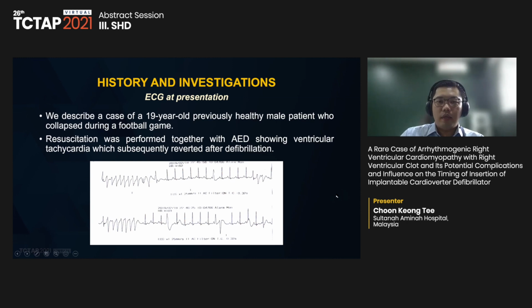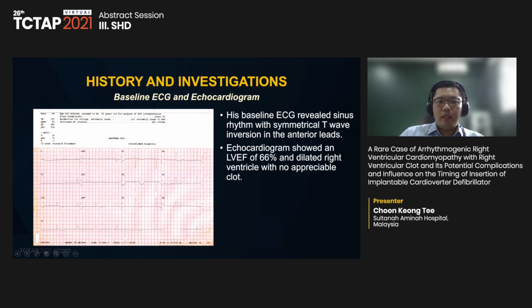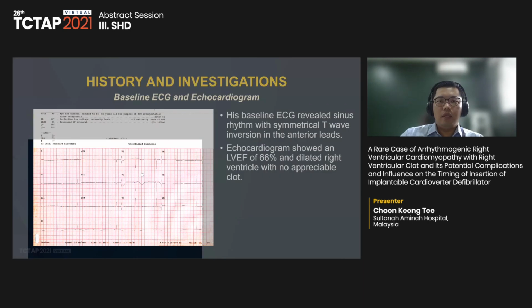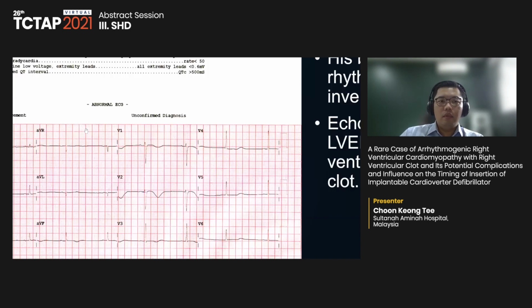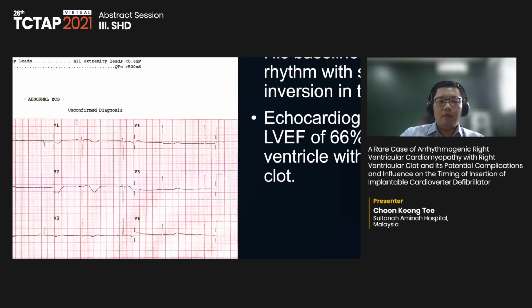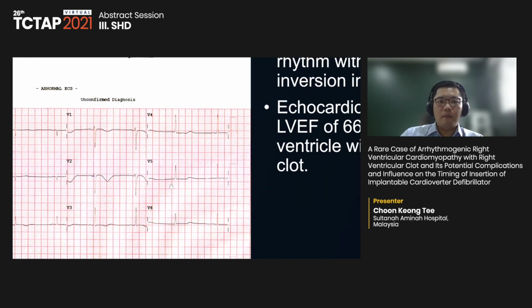I don't have the rhythm strip at the event, but this is a strip recorded during the patient's stay in the coronary care unit. We can see a short VT, which subsequently reverted by itself, and some premature ventricular contractions. This is his baseline ECG, sinus rhythm. But what is prominent is the T-wave inversion, typically seen in the anterior leads V1 to V3. There's no right bundle branch block, and also no epsilon wave seen.